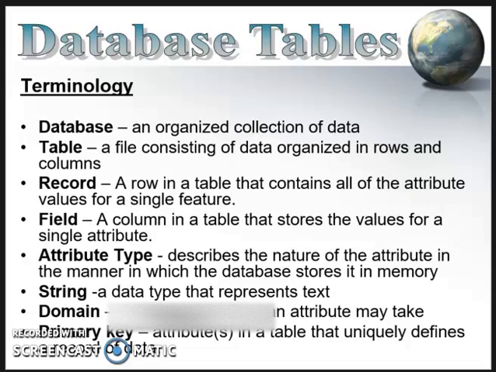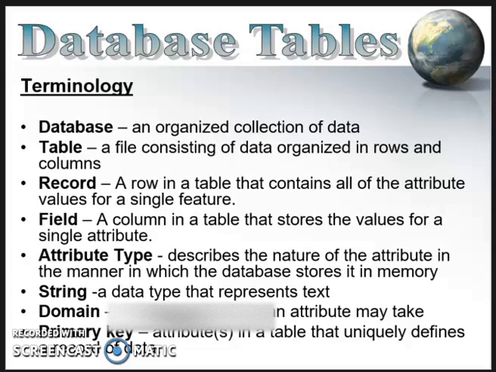A database stores entities and attributes as tabular data. When discussing databases, a row is referred to as a record. Each record represents a single feature. For example, in a database table representing students, each row in the table represents an individual student. A single student cannot take up more than one row in the table.